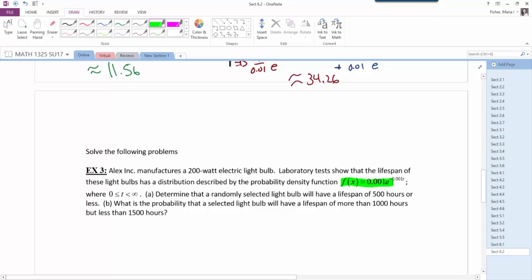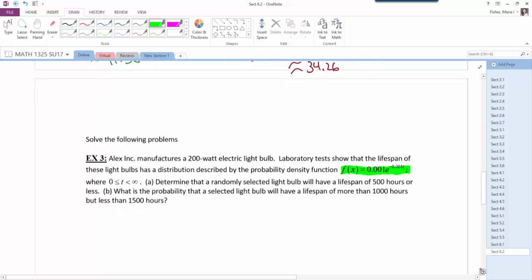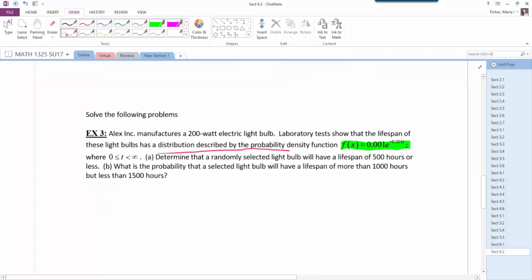0.001 e raised to the negative 0.001 t, where 0 is less than or equal to t, which is less than infinity. Part A, determine the probability that a randomly selected light bulb will have a lifespan of 500 hours or less.